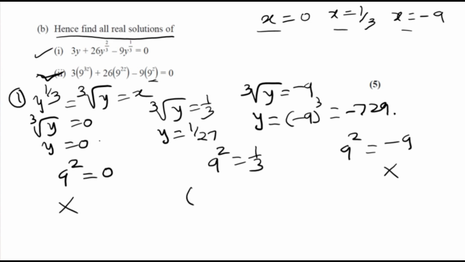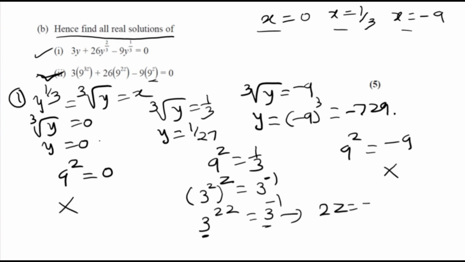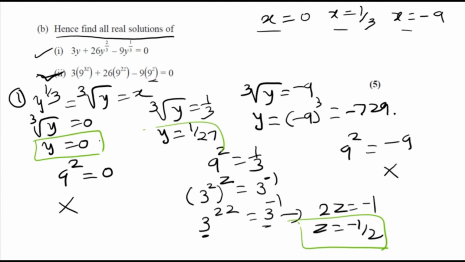So what I will do is, instead of 9, I can write 3 squared power z. And this I can write as 3 power minus 1. So 3 power 2z is equal to 3 power minus 1. If the same base is there, we can equate the powers. So 2z is equal to minus 1. So z is equal to minus 1 over 2. So here we get only one solution for z, and for the first question, we get 3 solutions for y.